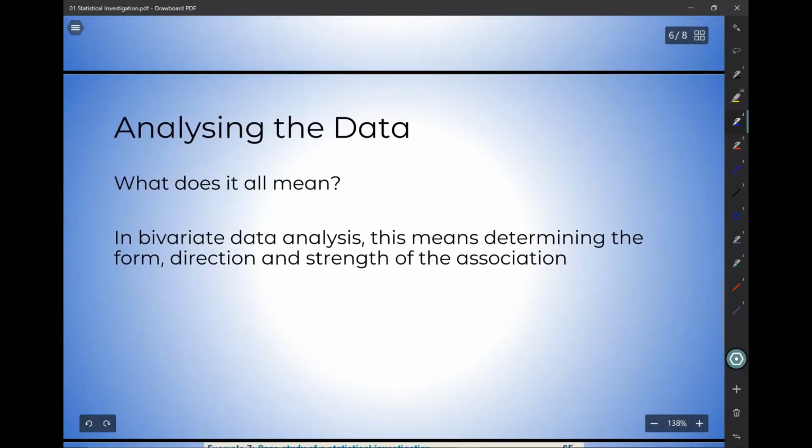And the last thing we have to do is look at analyzing the data. How can we describe it? How can we make meaning from what we've collected? And we did a lot of this kind of thing in our bivariate data analysis unit. We talked about the form of the association, the strength, the direction. These things are all involved in analyzing data.